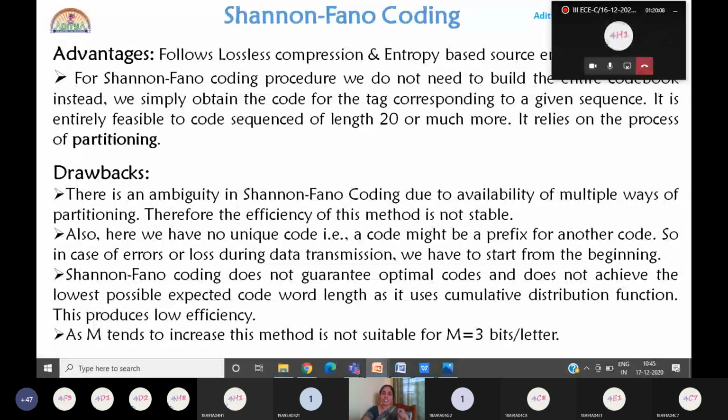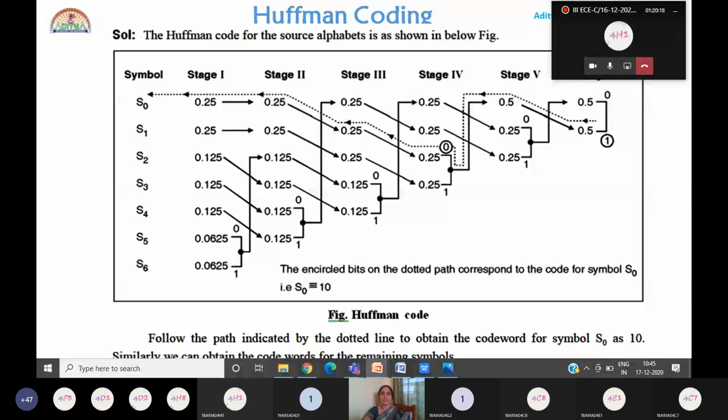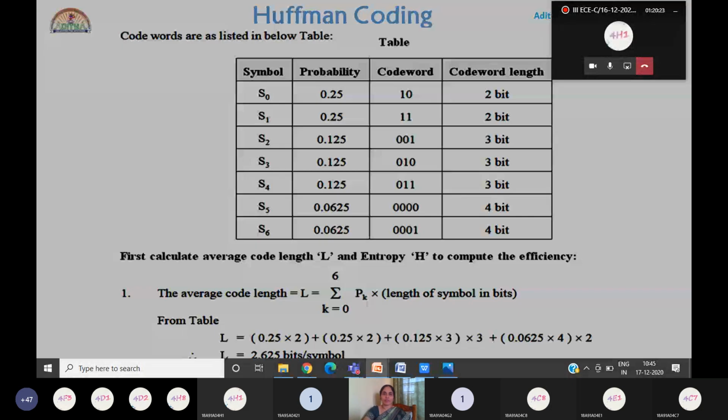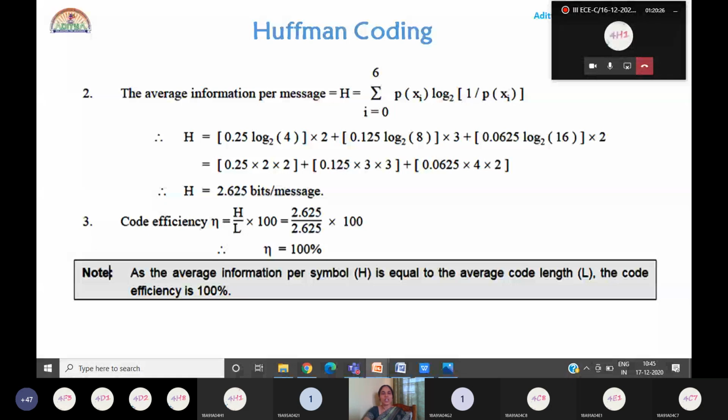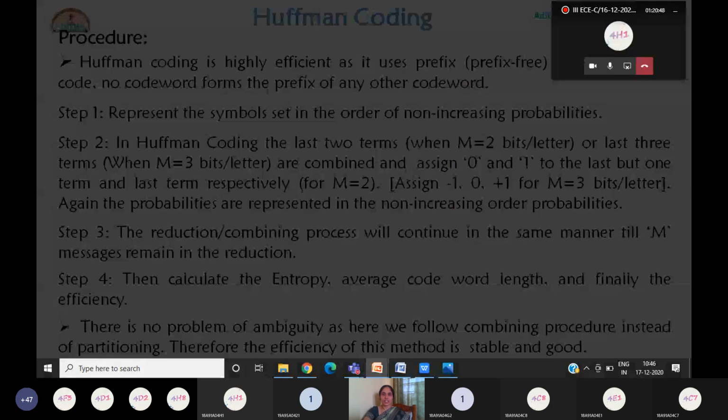See, even if you consider the same example for Shannon-Fano and Huffman coding, you will be able to increase the efficiency by using the Huffman coding procedure. Or else you can take one example and solve it using Huffman coding as well as the Shannon-Fano encoding process, and you will get higher efficiency for Huffman coding, because there is no possibility of a code word being a prefix of another, because here we use prefix-free codes. So that's why the efficiency is high compared to the Shannon-Fano coding procedure, and it is also stable.